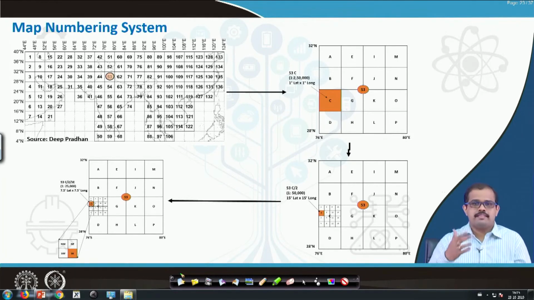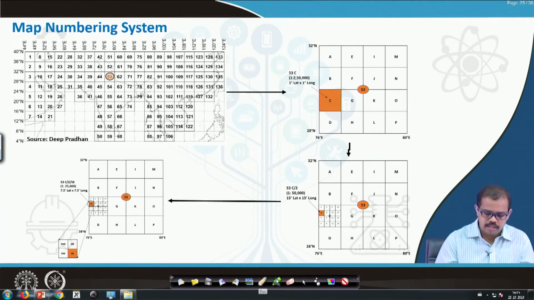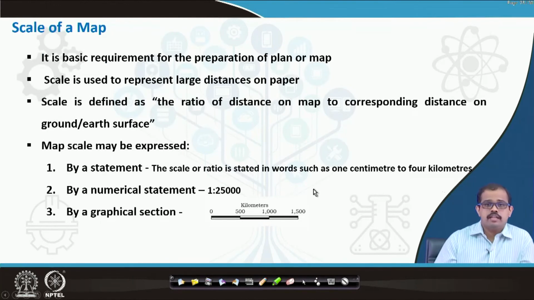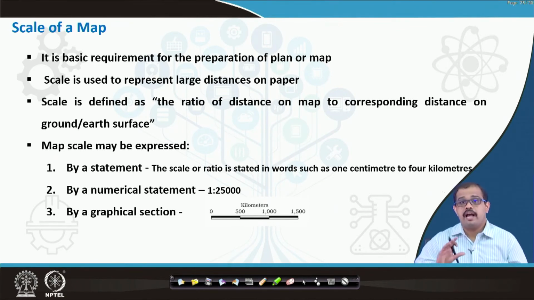Download the neighboring map and see, you will be able to understand the details in a much better way, and look at the representation, look at how the map is actually put in that particular representation. Okay. So, once we have understood this, let us move on to the next thing, that is the scale of a map. It is a basic requirement for the preparation of a plan or a map.